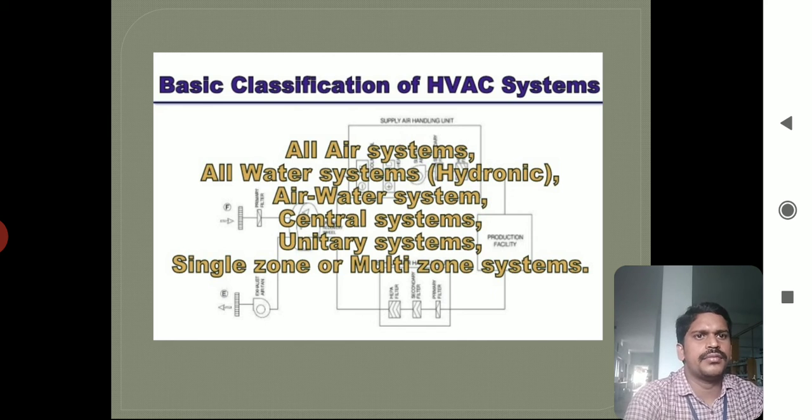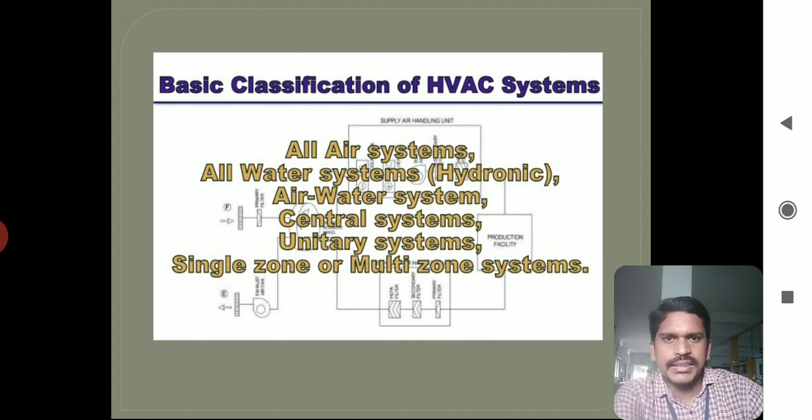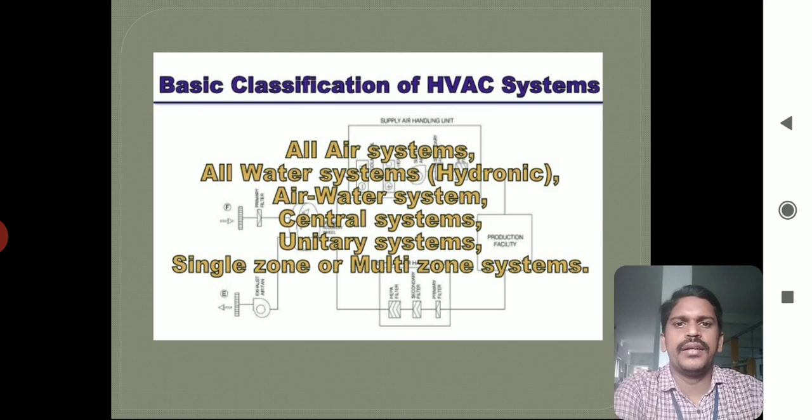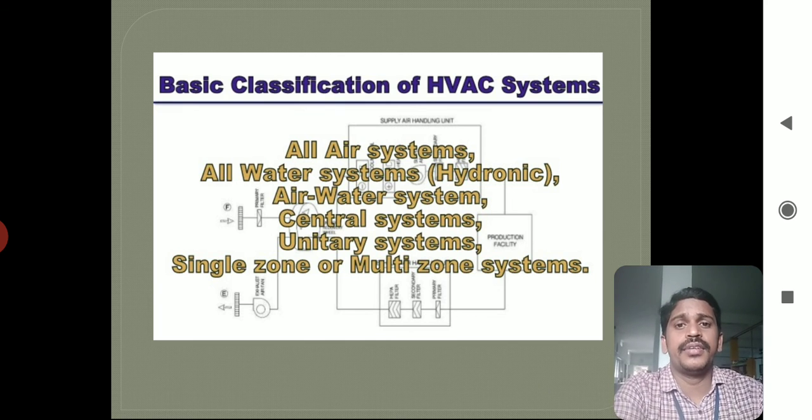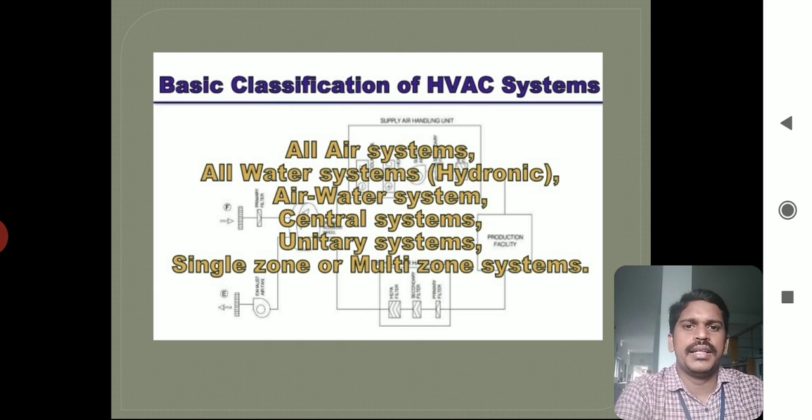Basic classification of HVAC systems. What is meant by HVAC system? Heating, ventilation, air conditioning system. The HVAC system has both heating and cooling systems, whichever type of requirement you have to use. For example, in summer season you have to use cooling systems. In winter season you have to use heating systems.